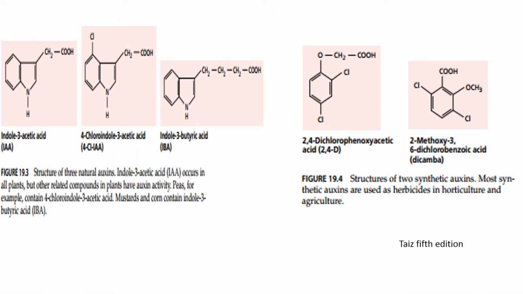So these are the chemical structures of natural auxins: indole 3-acetic acid, and 4-chloro indole 3-acetic acid, indole 3-butyric acid, and these two are the structures of synthetic auxins like 2,4-D, and in case of 2,4,5-T, there will be one more chlorine here. Then there is other synthetic auxin जिसका नाम है 2-methoxy-3,6-dichlorobenzoic acid, commonly known as dicamba. So these are some synthetic auxins chemical structures.